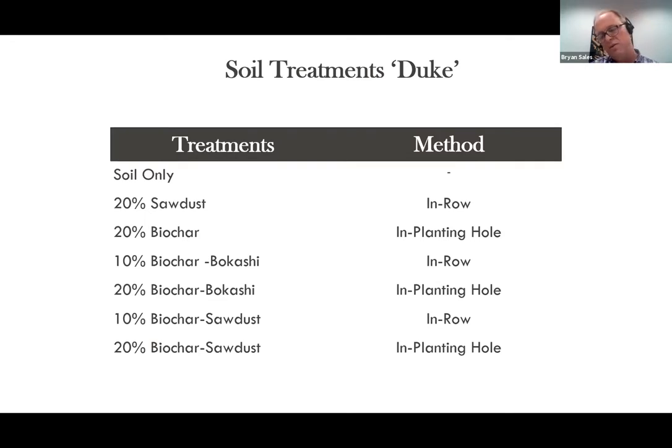Then just to see, well, you know, is this Bokashi really doing something? We blended biochar at the same rate with Douglas fir sawdust and incorporated it in the row at a 10% incorporation rate. Now, because biochar is expensive, in order to reduce the cost, we then incorporated our 20% biochar just in the planting hole at planting, okay? We also did that with biochar plus sawdust at 20% and biochar plus that Bokashi blend at 20%, but just in the planting hole.